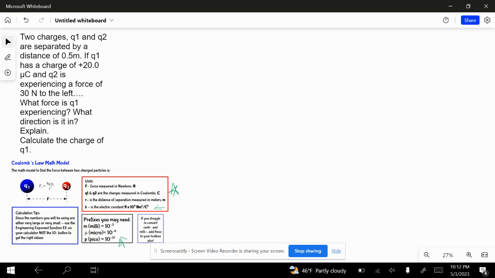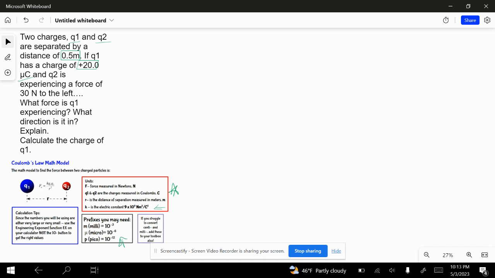So starting off here, it says we have two charges, Q1 and Q2, separated by a distance of 0.5 meters. That's really important. Q1 has a charge of plus 20 coulombs. Oh, it's microcoulombs. This is a good point to stop for a second.